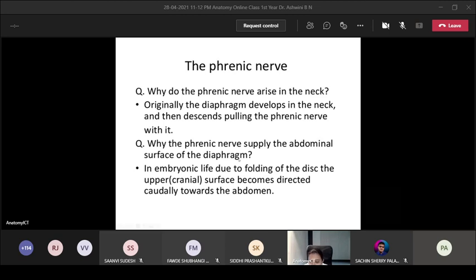Of the diaphragm, the adult inferior surface, which is formed during development, is present on the upper surface. So during folding, the upper surface rotates downwards and it becomes the inferior surface. So during development, the surface which is above is folded and it becomes the inferior surface. So the phrenic nerve supplies the abdominal surface of the diaphragm. I hope you have understood this.